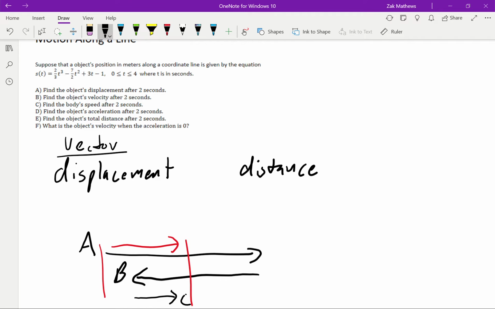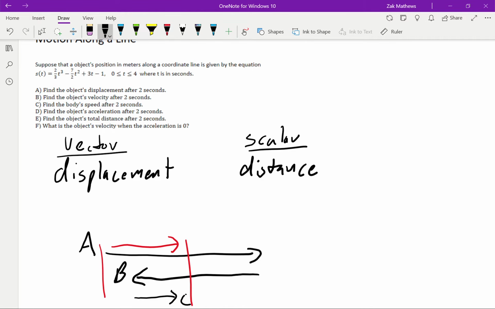Distance doesn't really care about those turns. All the distance looks at are those initial black lines: this distance here, plus this distance here, plus this distance. So we are ignoring all of those turns. We're just looking at how far we've traveled along the way. And for that reason, distance is a scalar. For vectors, we care about how we get there, what turns we've taken. For scalars, we just want to know that total magnitude.